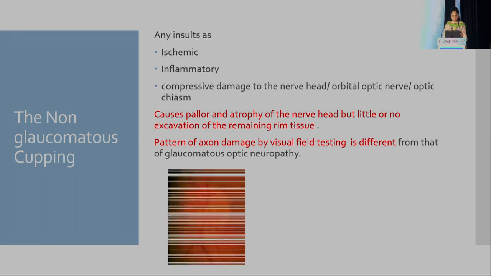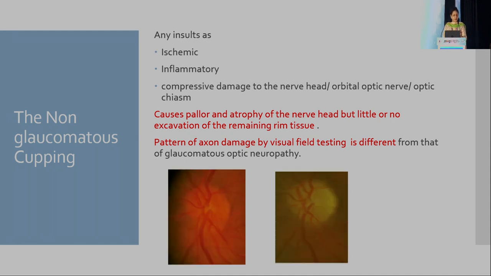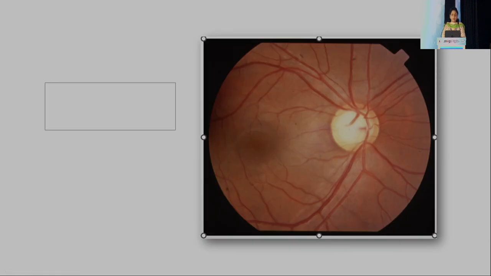So now, this is AION, and so it's non-glaucomatous. Now, if we see vaguely, we can say it's a glaucomatous cupping looking at the disc status, but actually it is not. It is the pallor which is preceded by an incidence of AION, that is an ischemic insult to the eye. And last but not the least would be this condition we should never forget whenever we are talking about a glaucomatous or a non-glaucomatous eye.